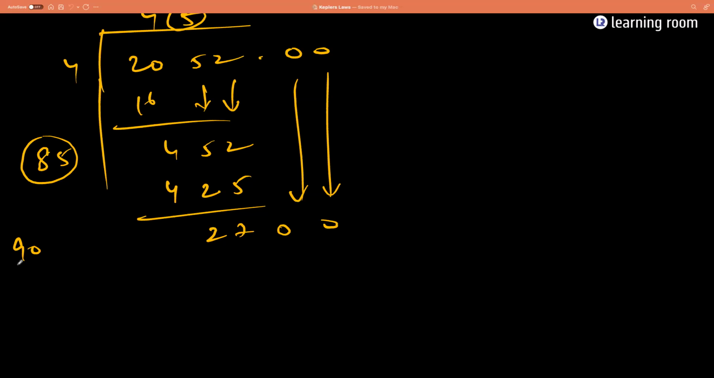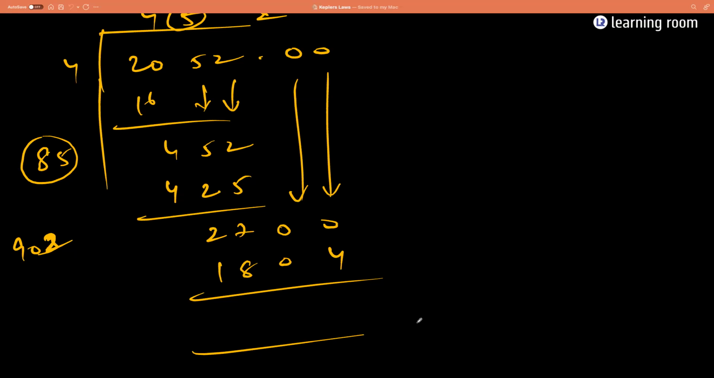So put 3 up here directly. I need to put only 2. Yes, put 3 up here, because 900 into 3 is exactly 2700. But if 3 were another number, it should get reduced. So that is the logic. Then again, what will you do? 902 plus 2, 904. The same number should come there. So that's why we stop and do this. Clear?